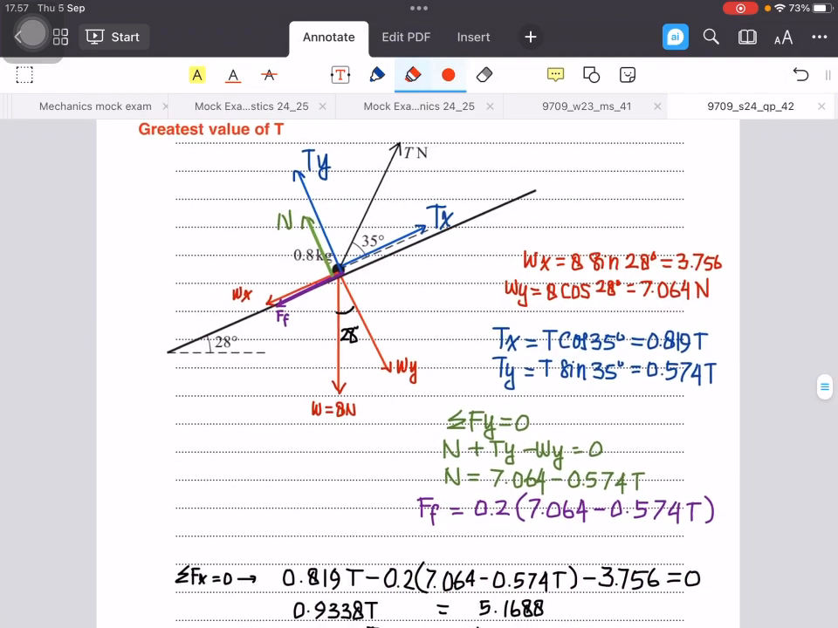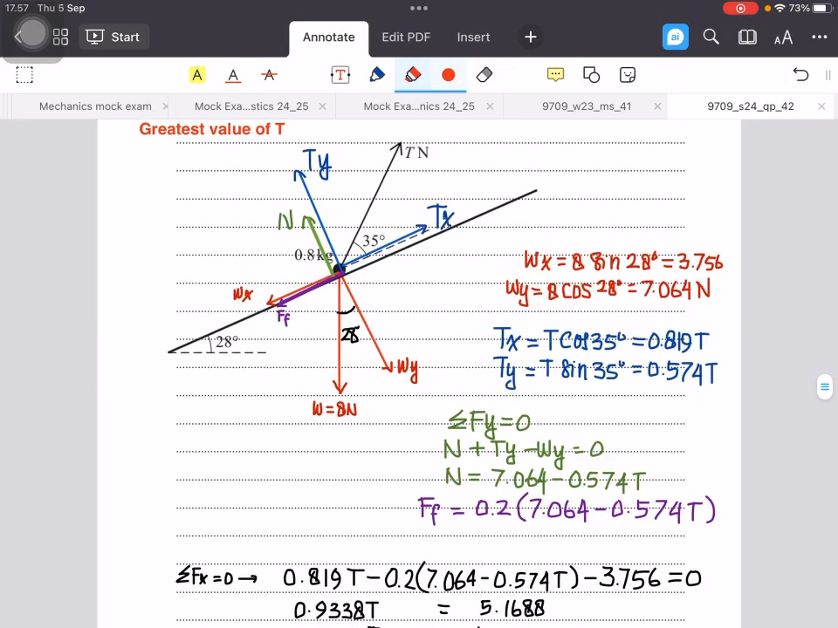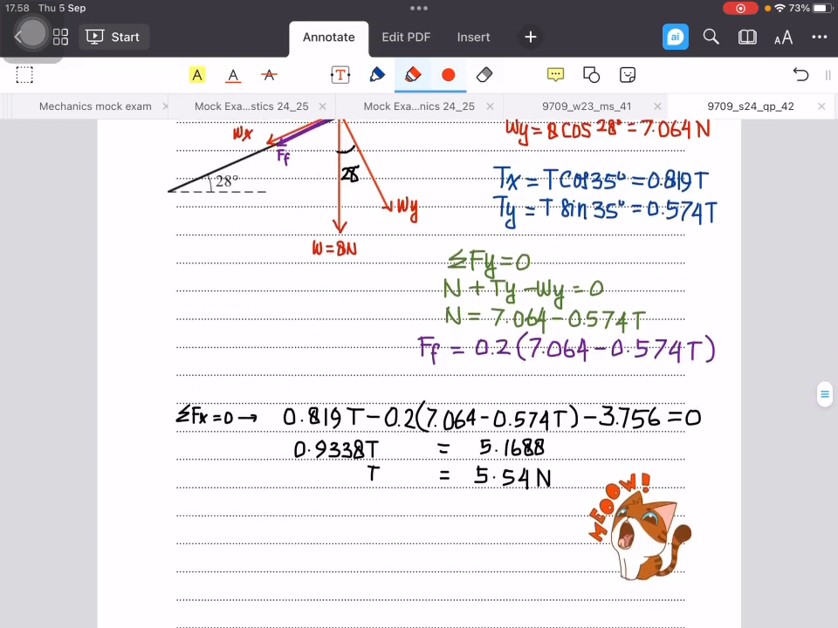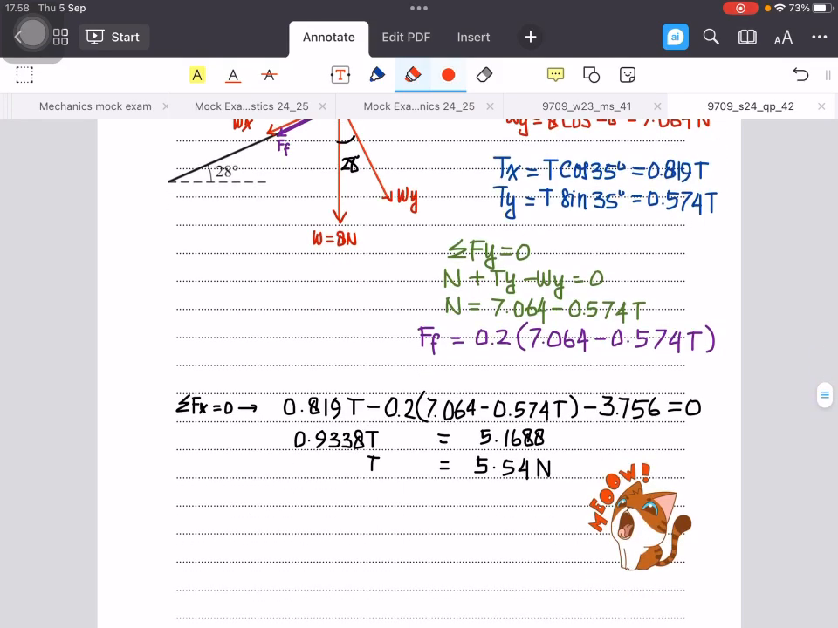Now using this diagram in the x direction, the equation becomes 0.819T, or Tx, minus the friction force minus Wx is equal to 0. So solving this equation for T, we can find that the value of T is 5.54 newtons.